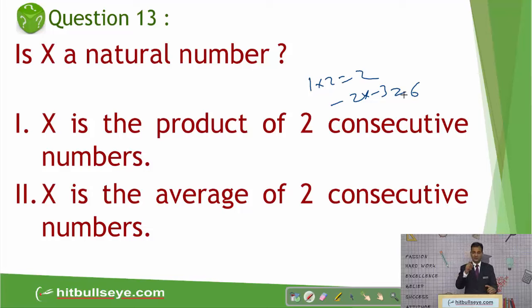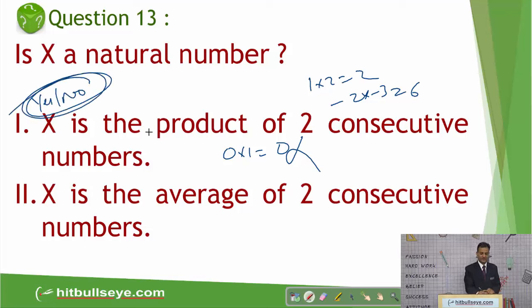But again students, in DS, what do you take care of? 0 plays a major role. If I take 0 into 1, it will be 0, and 0 is not natural. So from the first statement you can get both answers depending on the value of X. It can be yes or it can be no, so ambiguity will be there. From the first statement we are not getting any answer. Somebody will say yes, they are also right. Somebody will say no, they are also right. It will depend on the value of X.